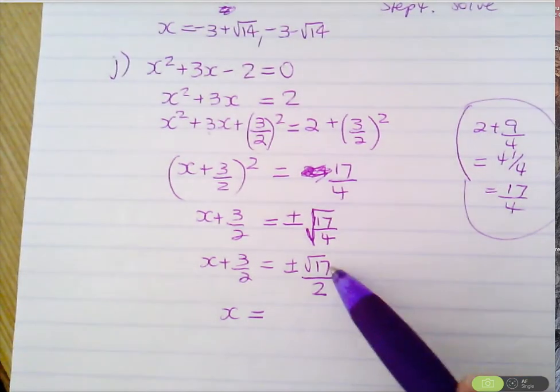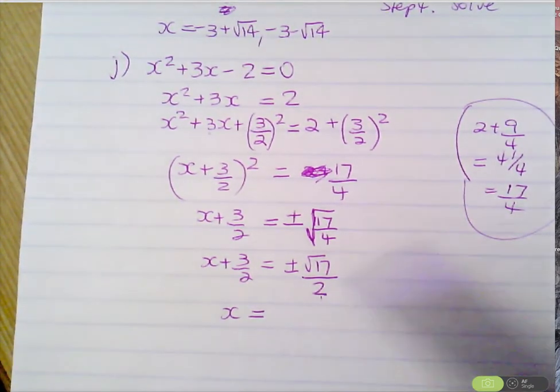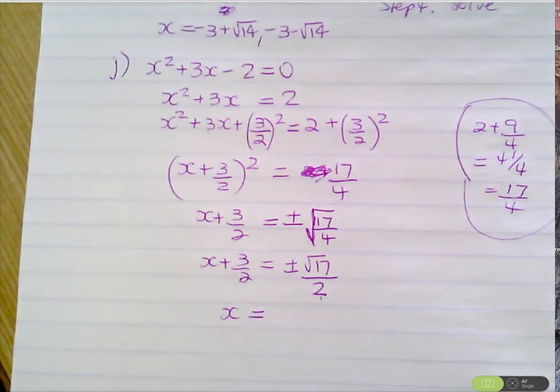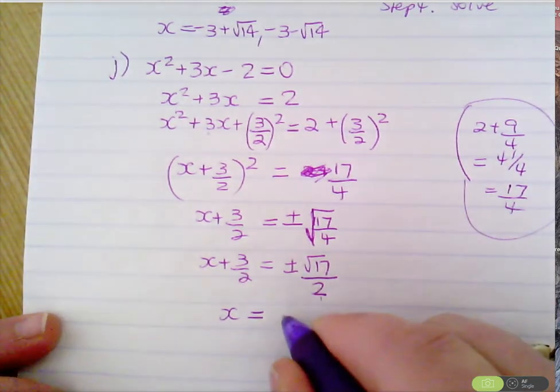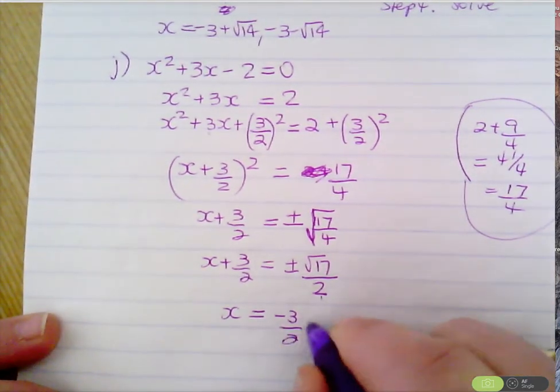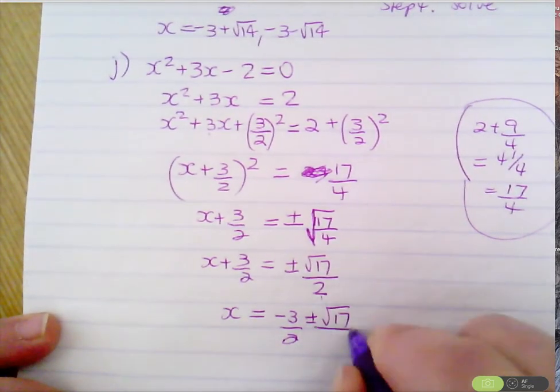Square root of 17 is 17. Square root of 4 is 2. Now, what do I move? The plus 3 on 2 to the other side, does it go to the front or the back? What does it become, plus or minus? Minus 3 on 2, plus or minus square root of 17 on 2.